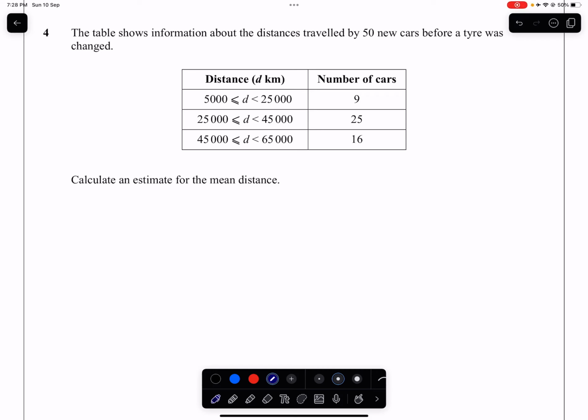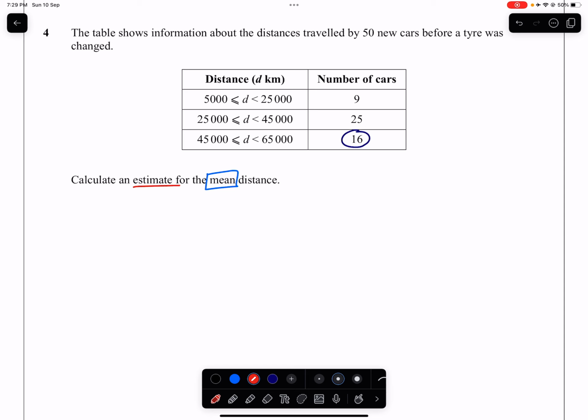Question 4. We are given a grouped frequency table describing the distances travelled by 50 cars before a tire needed to be changed. So 9 cars needed between 5,000 and 25,000 kilometres before the first tire was changed. 25 cars lasted between 25,000 and 45,000 kilometres, and 16 of the cars lasted between 45,000 and 65,000 kilometres. We are then asked to calculate an estimate for the mean distance.